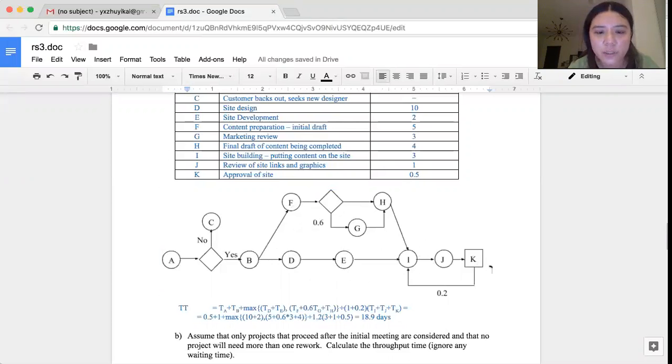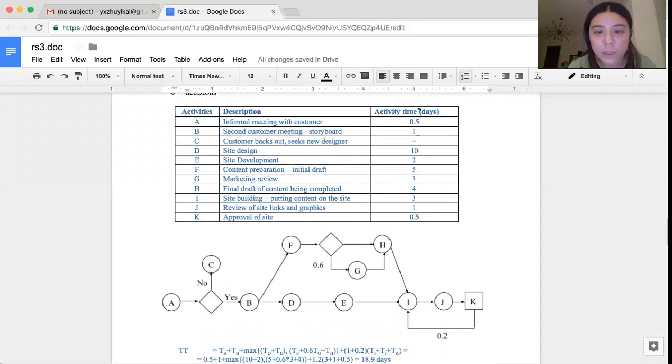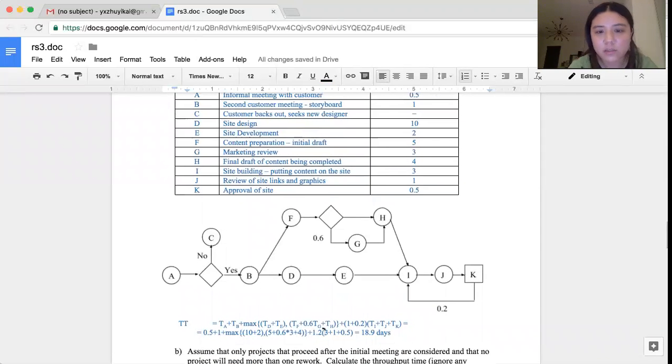However, because no project will need more than one rework, there's a 20% chance that it will have one rework. So we add 20% of the rework time, which is 1 plus 20% times the time for I, J and K. And we plug in all the activity times here, so we can calculate the problem, and the final number is 18.9.